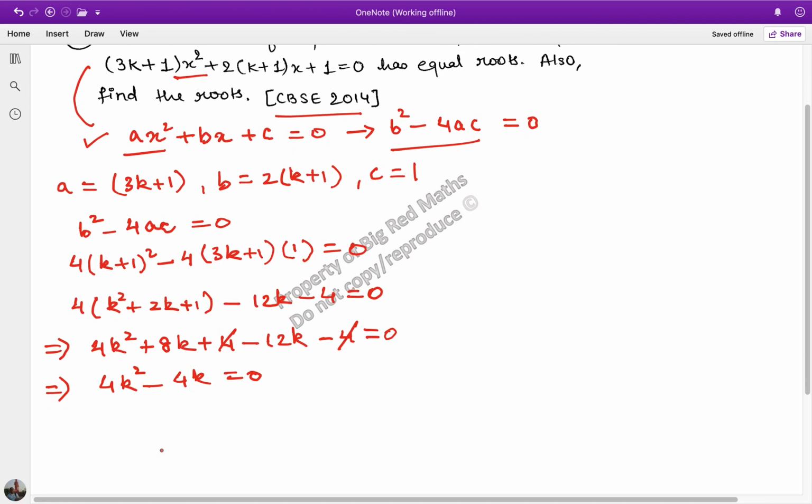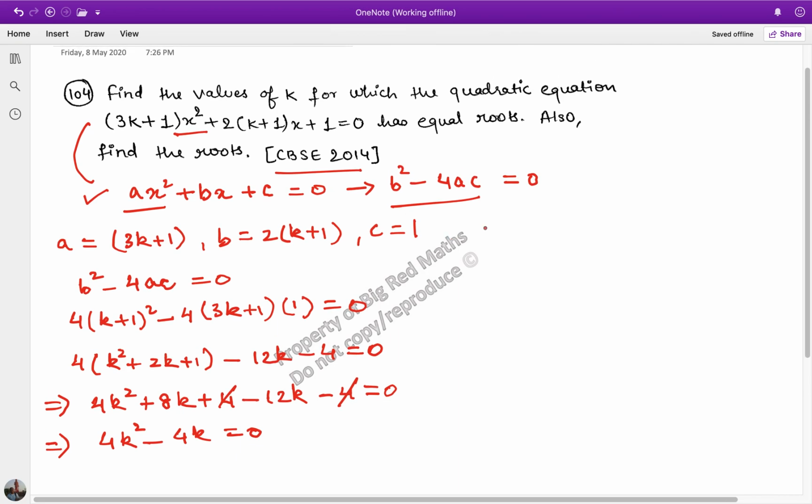If I solve it slightly further, it becomes 4k(k − 1) = 0, and I get the value of k as 0 or k = 1. Okay, so the value of k is 0 or 1, for which this equation will have equal roots.